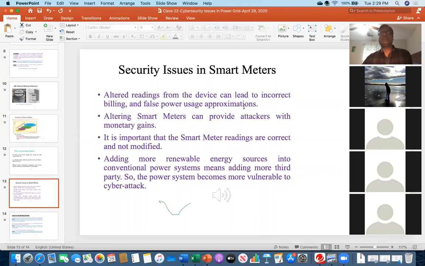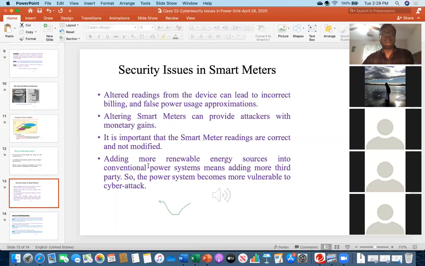false power usage approximation. Now, if someone hacked your meter and changed the data, MLGW will think you are consuming this amount, but that is false information. That is not the correct information. You will get incorrect billing, maybe a very high bill. Altering smart meters can provide attackers with monetary gains. They might gain some money. It is important that smart meter readings are correct and not modified.